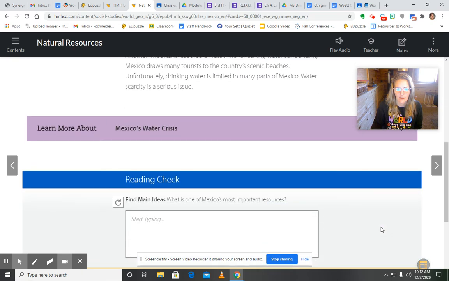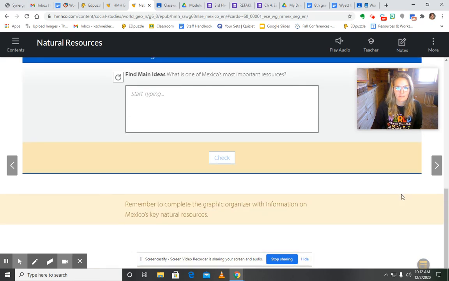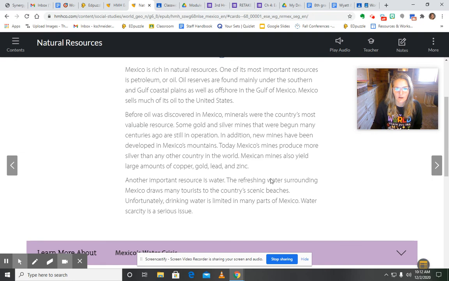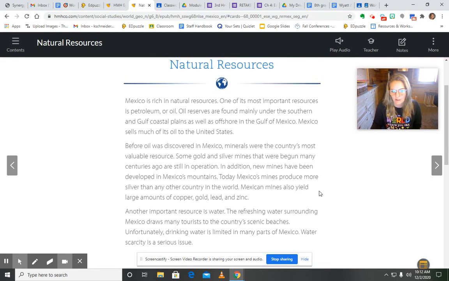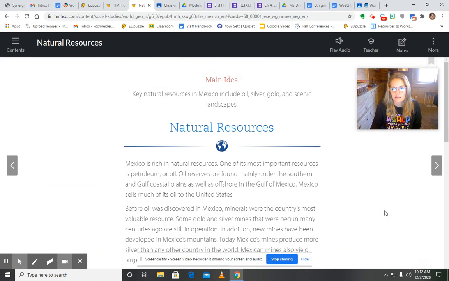Write in and answer this question. What is one of Mexico's most important resources? And you will see that silver is one of the minerals and the most popular mineral that is drawn from Mexico. Okay, so go ahead and fill this in. We are going to discuss this more in class, but this concludes your 9-1 video lesson on the physical features of Mexico.